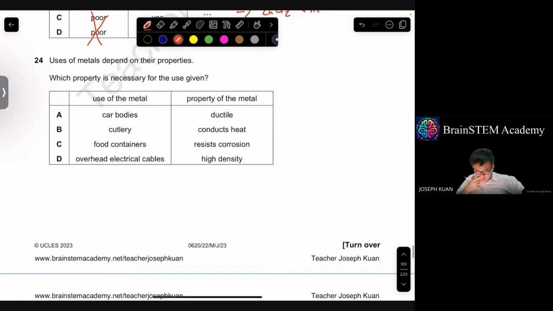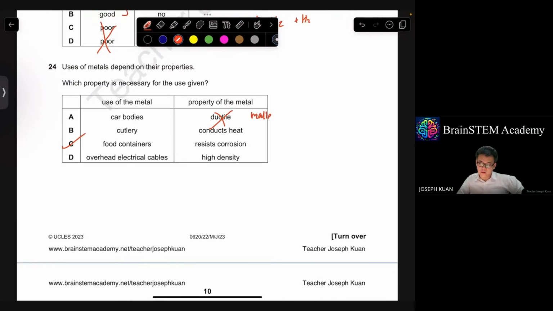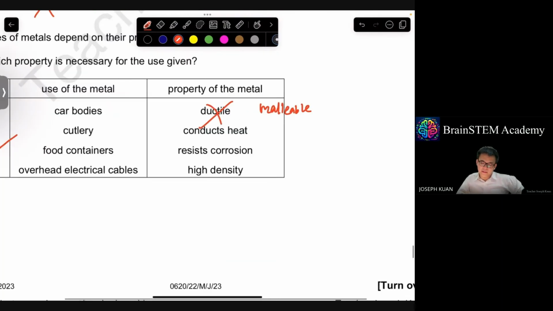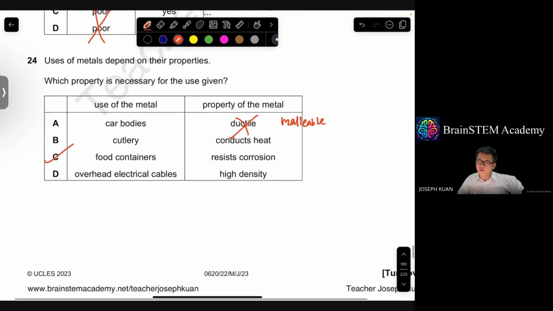Move on. Uses of metals depend on their properties. Which property is necessary for the use given? The best answer here is C. We want the property to fit the usage. For power bodies, we want it not ductile. Ductile means to make it into wires. So malleable is a better property, and also not so malleable such that it becomes deformed easily, just nice enough malleability.